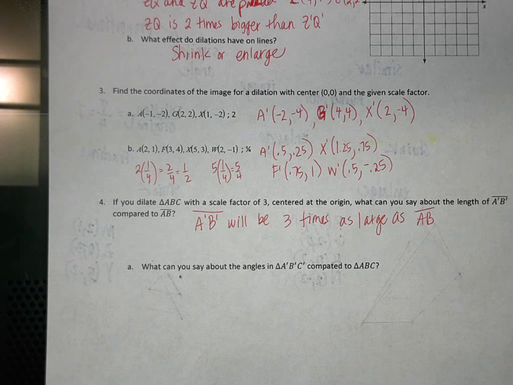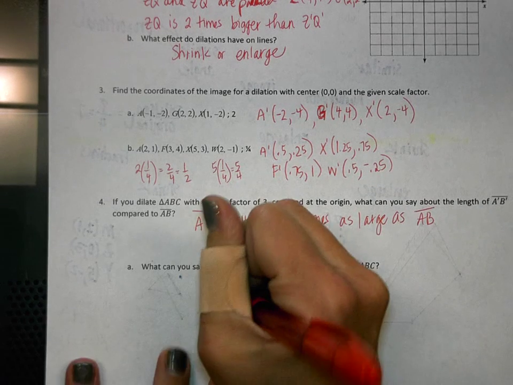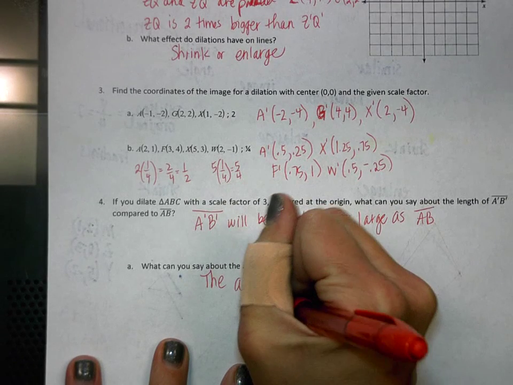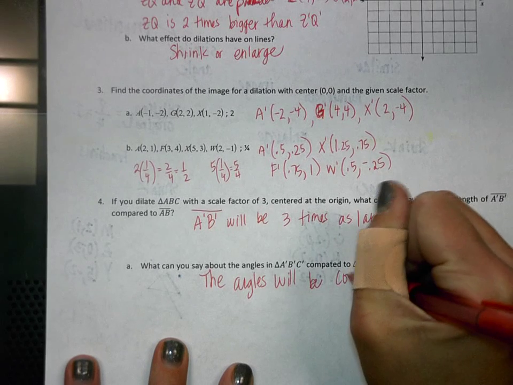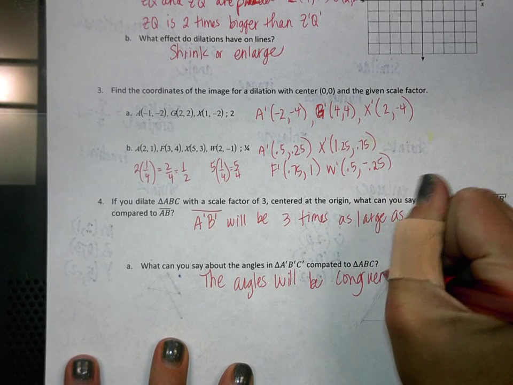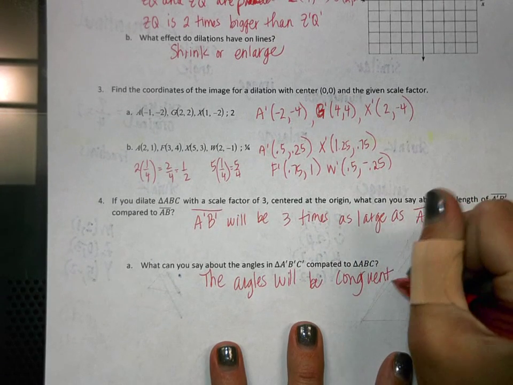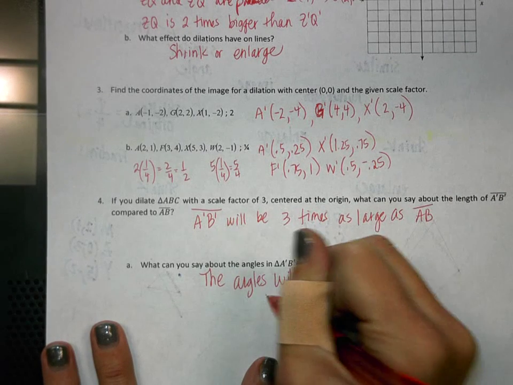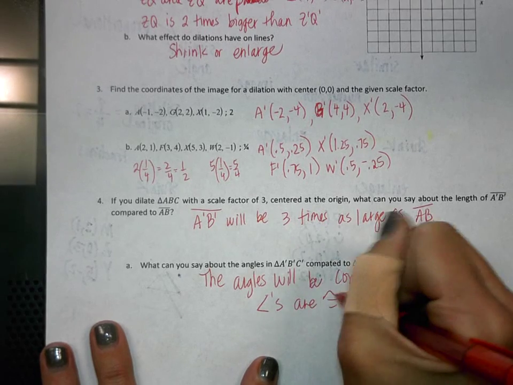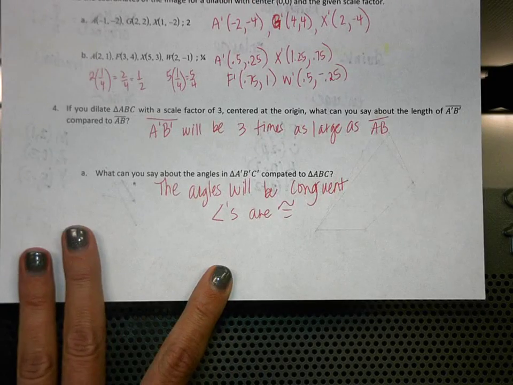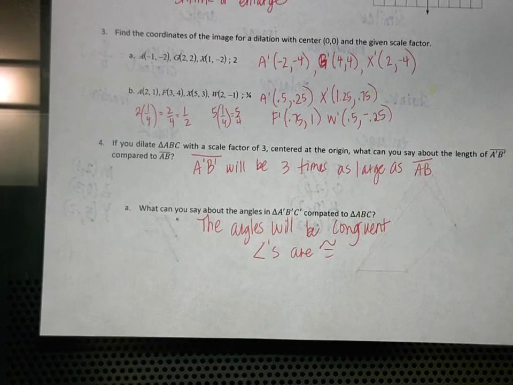Okay. And then it says, what can you say about the angles in our prime figure? Very good. And specifically, we would say the angles will be congruent. Doesn't congruent mean the same or equal? Yeah? And so, you could have abbreviated angles are congruent. All right, questions? No?